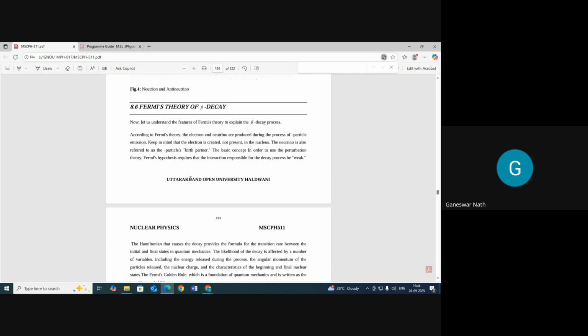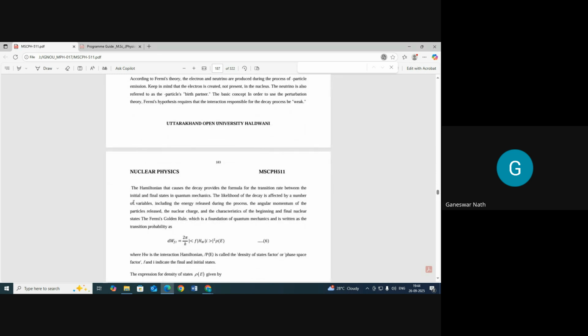Fermi's hypothesis requires that the interaction responsible for the beta decay process is weak and not strong. So it is a weak interaction. The Hamiltonian that causes the decay provides the formula for the transition rate between the initial and final states in quantum mechanics, for which we have the Fermi golden rule. If you have read quantum mechanics, this is the Fermi golden rule for beta decay, that is dW_fi.